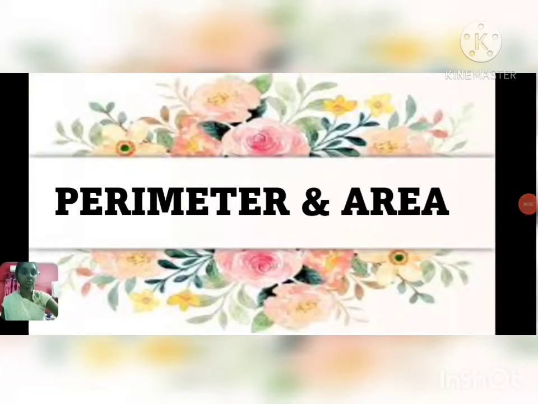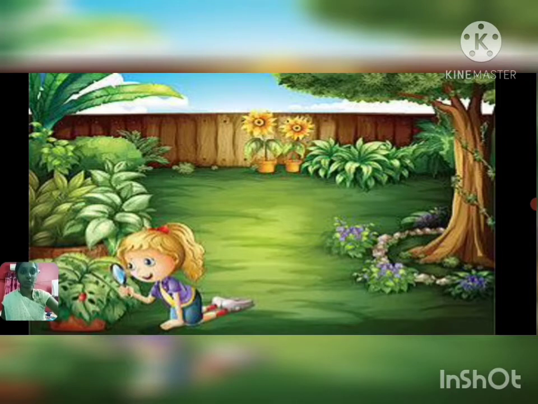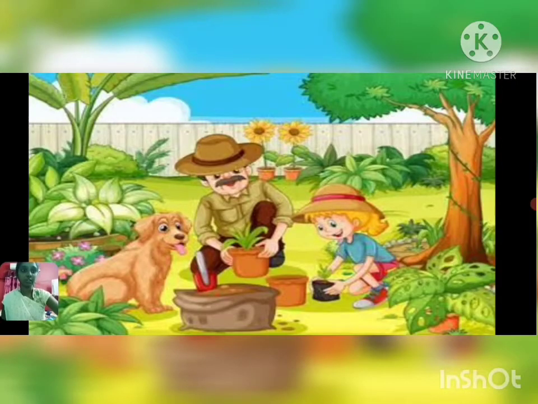Good morning, children. In today's class, we are going to learn about perimeters and areas. Before going into the topic, most of us love plants and gardening, isn't it? So, here there was a gardener who loved plants.